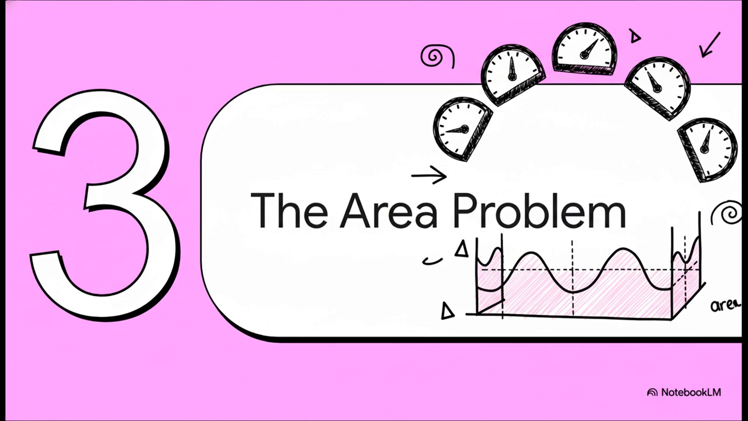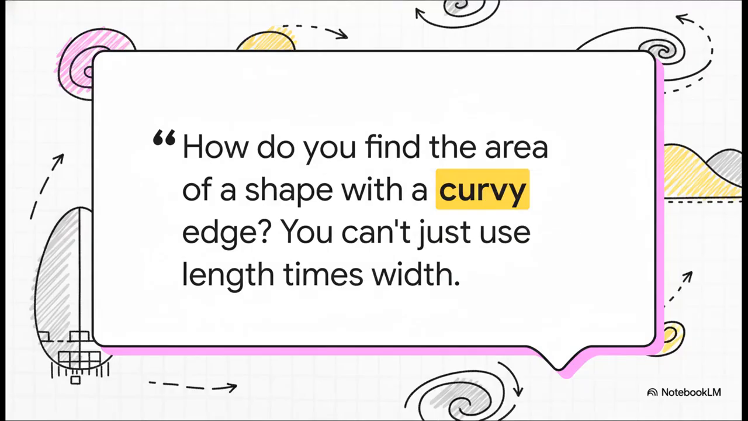Time to move on to that second big question calculus answers. And on the surface, it seems like it has absolutely nothing to do with speedometers or fences. Finding the area of a square or a rectangle is easy. Length times width, we all learned that. But what about the area under a curve? When the edges aren't straight lines, our normal formulas just don't work. So how do you get a precise answer?